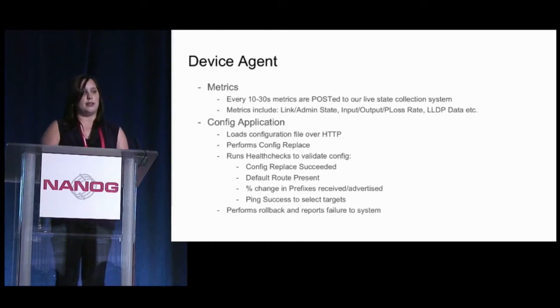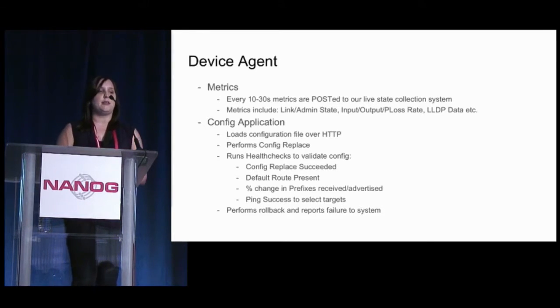The way the agent works is it actually has two functions. It has the metric gathering, and it also has a config application system. As I mentioned, the metric system posts to our live state collection system every 10 to 30 seconds, and it posts things like link and admin state, LLDP neighbors, input-output rate, and some other data as well. And then we also have the config application portion.